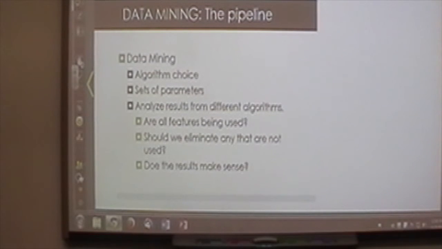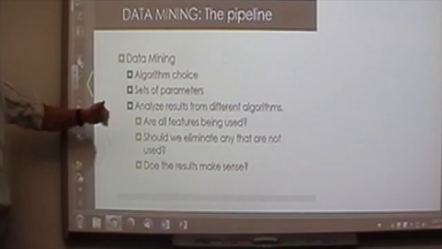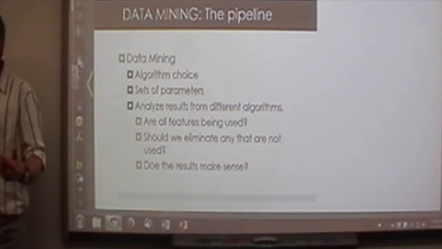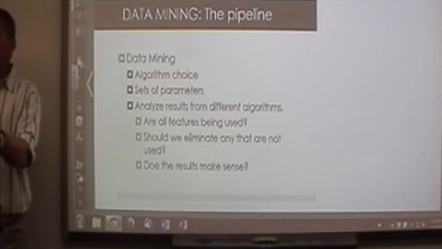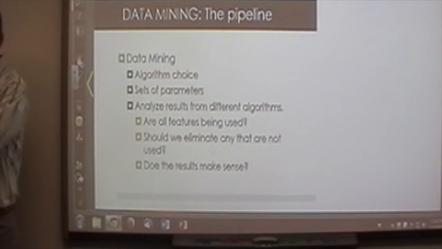So, data mining: algorithm choice, parameter sets. We're going to be analyzing results from different algorithms. Are we using all the features? If we're not, maybe we can redo the problem by getting rid of features we're not using. Do the results make sense?